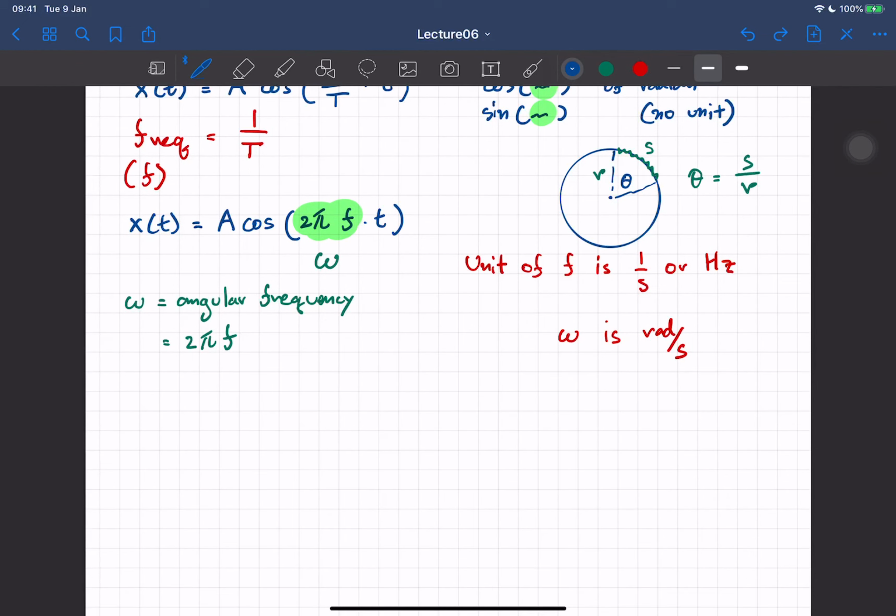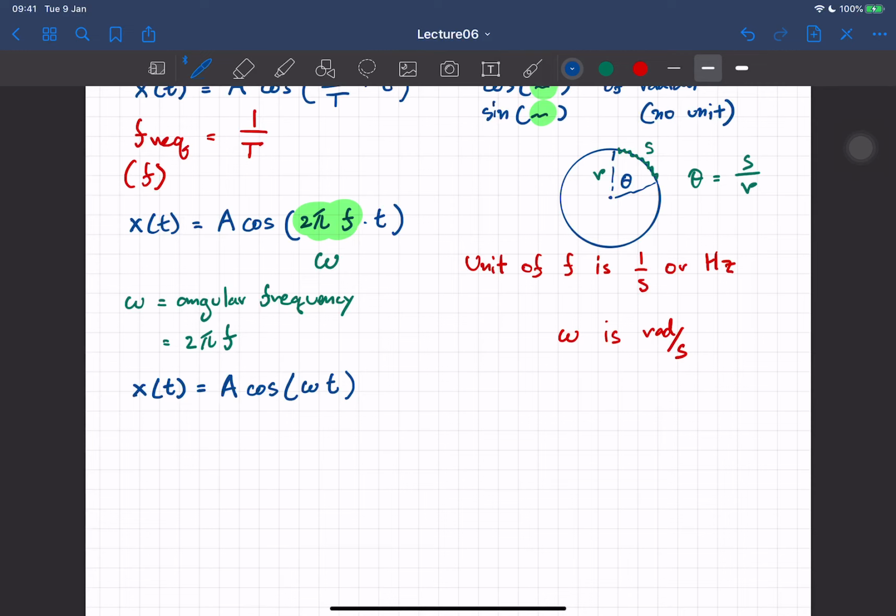Anyway, by introducing omega, I can again rewrite x of t to be very, very short now. Cosine omega t, like this. This is very simple, okay? And it captures everything you need to know for the oscillatory motion in this case.